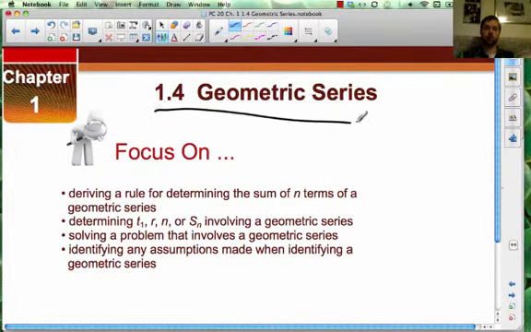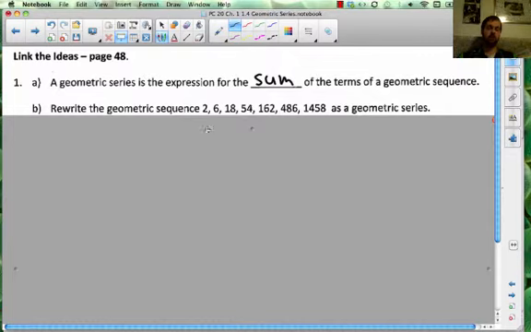So today we're going to start looking at geometric series. It's just like an arithmetic series where we add the sum of all the terms in the sequence, except now that it's geometric, we're using a common ratio instead of a common difference. So here's where your notes start. A geometric series is the expression for the sum of all the terms in a geometric sequence. So rewrite this sequence here as a geometric series. So again, it's a sum of all the terms in a sequence.